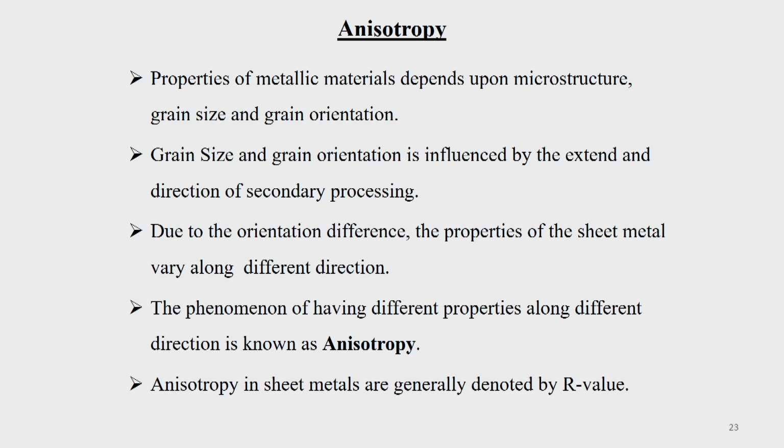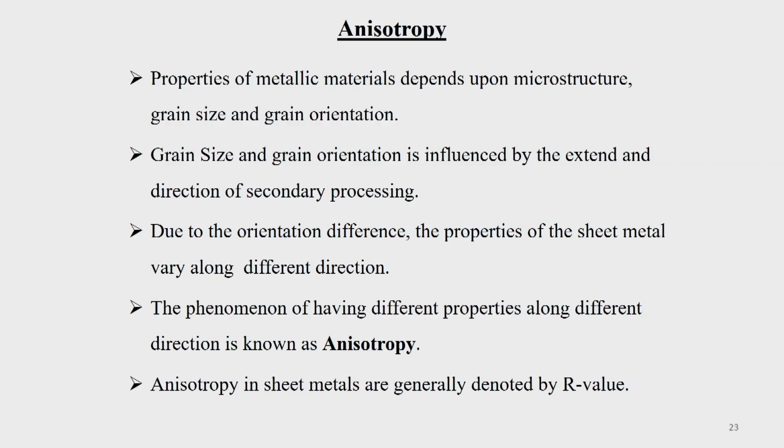What is the grain size of these phases? And what is their orientation? Because almost all sheet metal comes after secondary processing, maybe by rolling or forging or drawing or whatever it be. It comes after the secondary processing operation. So, that large amount of strain has been there.